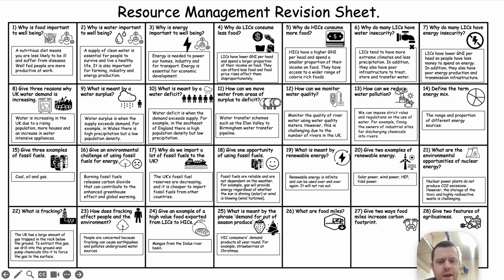What is meant by the phrase demand for out-of-season produce? HIC consumers, such as you and I, demand products all year round. The example we use is strawberries at Christmas. Even though products are not in season and can't be grown in the UK, we can import them from other countries where they can be grown. Now this links to food miles. Food miles, the definition is the distance from the farmer's field to a consumer's plate. That includes the journey back from the supermarket.